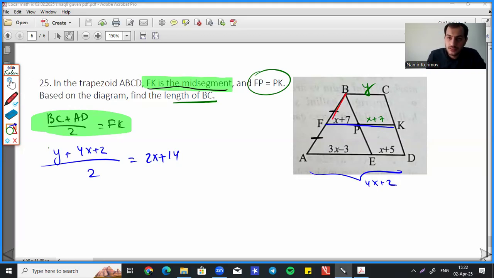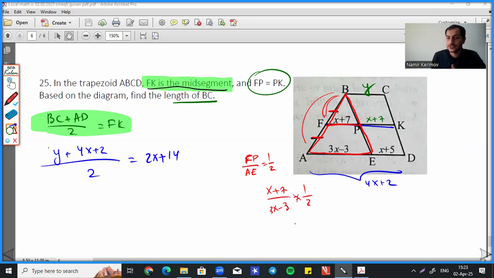So we can use that property. If FK is a mid-segment, if those 2 sides are the same, we can say that the ratio of sides will be 1 to 2. So X plus 7, the length of FP, to the length of AE, 3x minus 3, that should be 1 over 2. And then we can use cross multiplication. That will be 3. So X is equal to 14 plus 3, 17. Now we got that X is 17.